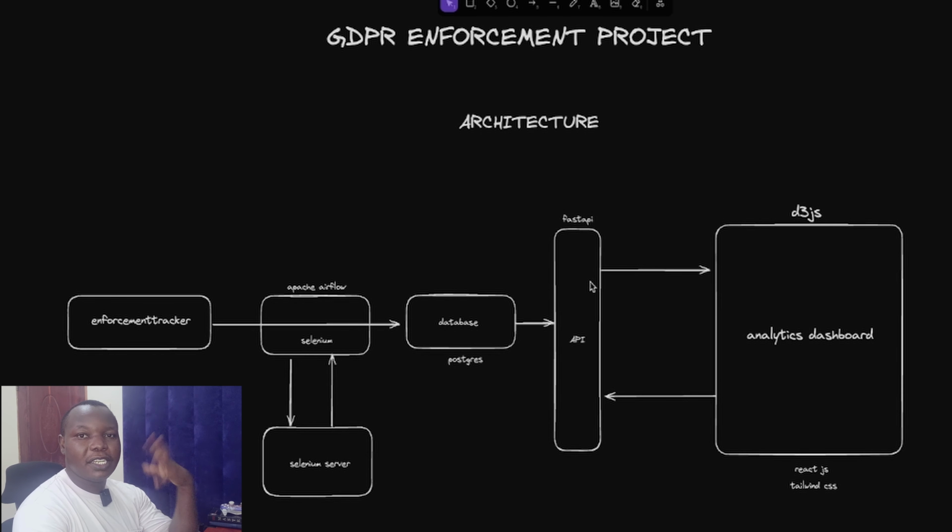I know veterans of the channel understand that I like FastAPI. So after building the API, the front end was to be on React and styled using Tailwind CSS, which I did, and I never completed styling.